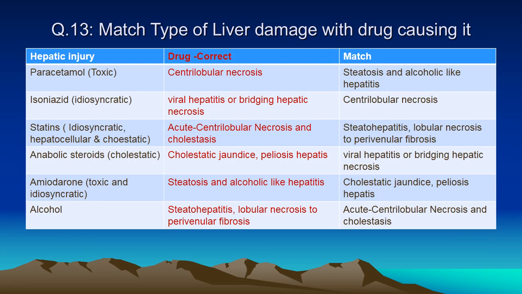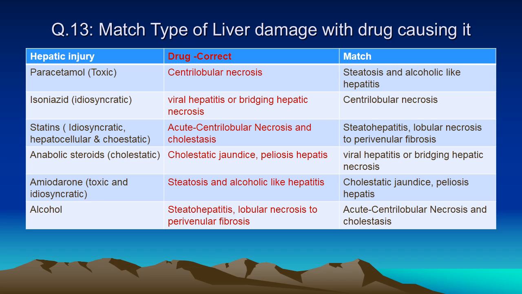The last question was matching of the liver damage caused by drugs. A large number of drugs cause a variety of liver toxicity. Paracetamol causes centrilobular necrosis. Isoniazid causes viral hepatitis-like injury or bridging necrosis. Statins, an idiosyncratic reaction, may cause acute centrilobular necrosis or cholestasis. Anabolic steroids, particularly methyl derivatives, are cholestatic.